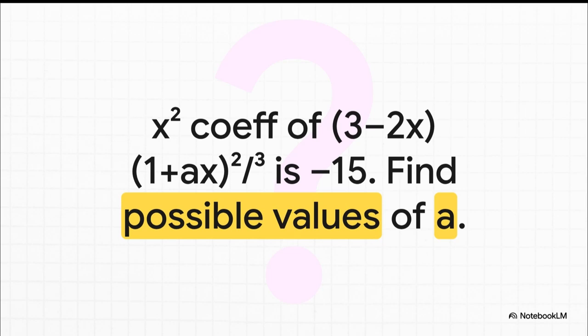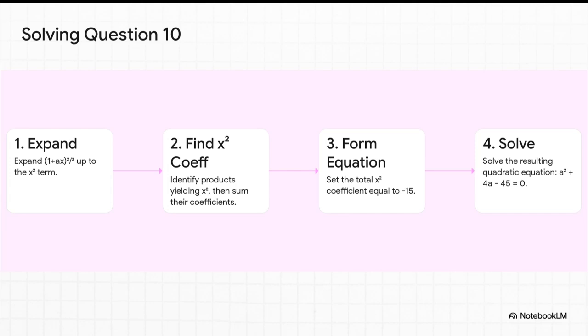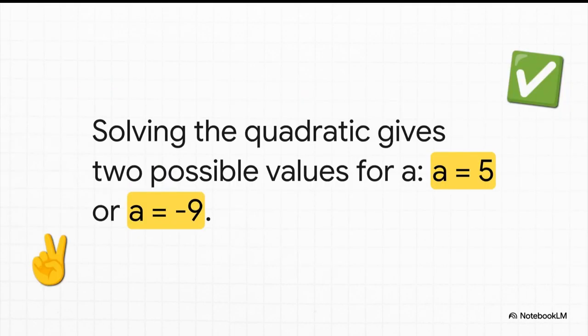Phew, let's do it. Step 1. Expand that 1 plus ax bracket. We only need to go up to x squared, since that's what the question is about. Then we do that work smart thing again. How do we get an x squared term when we multiply? Well, we can take the 3 from the first bracket and multiply the x squared term. Or we take the negative 2x and multiply the x term. We add the coefficients from those two products, and that's our total coefficient for x squared. And what do you know? The equation we get turns out to be a quadratic. Solving that quadratic is pretty straightforward, and it gives us two possible answers for a. That's important. Sometimes you get more than one valid solution in these problems.